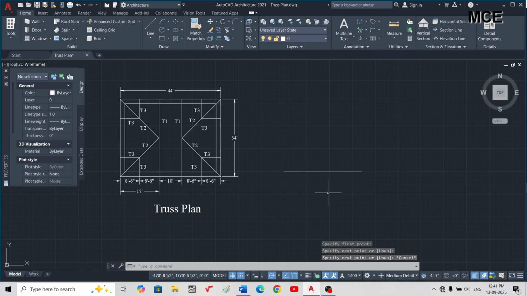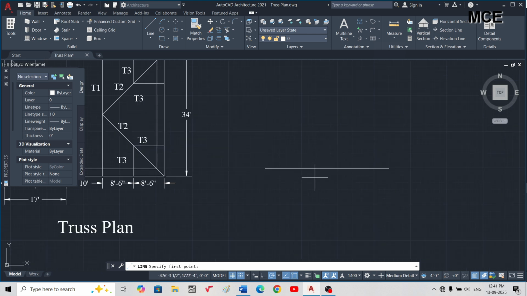Now we have to decide the rise of the truss. For the usual cases, the rise of the truss should be 6 inch to 7 inch in 1 feet, which is appropriate for the clearance of the snow on the roof of the truss. In this example, I will take the rise equal to 6 inch per feet. So the base is 34 feet, half of 34 feet is 17 feet.